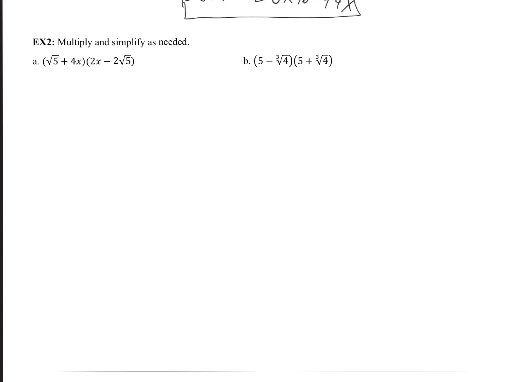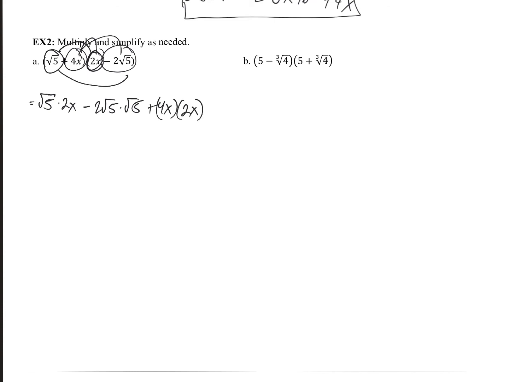Well, in this first one we have a binomial times another binomial. So this means we're going to have to use FOIL. Let's go ahead and do that. First ones, so that's going to be root 5 times 2x, and then outside, 2 root 5 times root 5, inside 4x times 2x, and then last, 4x times negative 2 root 5.